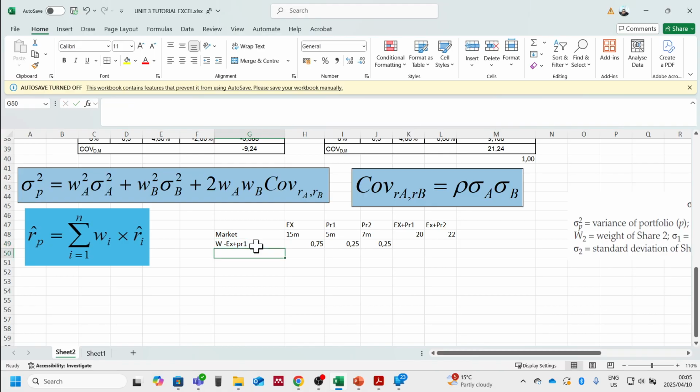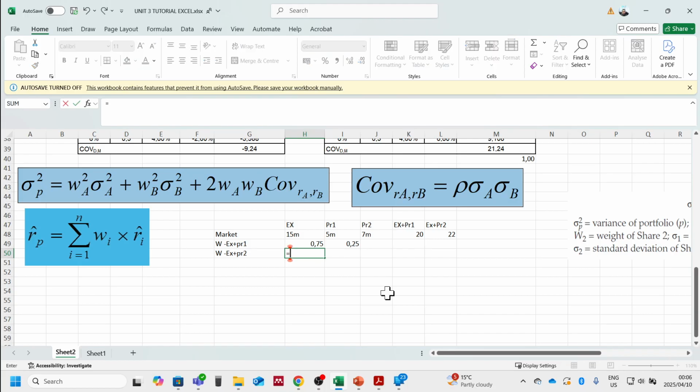And then we're going to have the weight for existing plus project two. Which means that we're going to have two different weights, because over here we're going to have this, then over here we're going to say equals 15 million divided by 22, giving us 68. And then over here, for this project we're going to skip. And then for project two, we're going to say 7 million divided by 22 million. This is going to give us this figure.